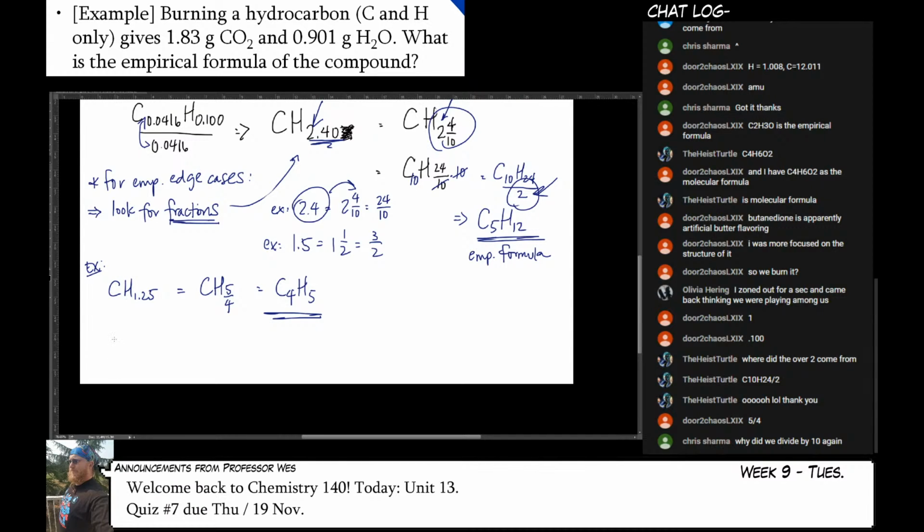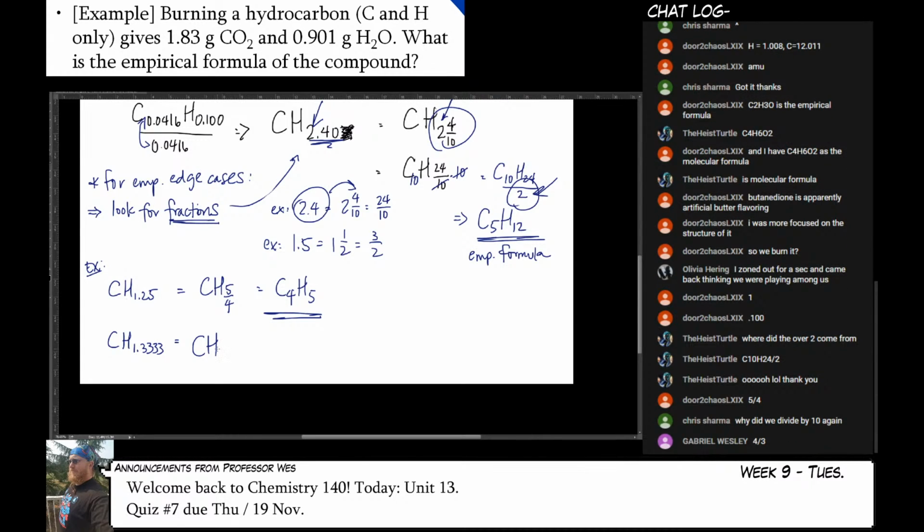Let's do another one. Let's suppose that you had CH 1.33. That would be like what fraction? What is 1.33 as a fraction? And you can put more 3's in there if that helps you make up your mind. Yeah, very good. It'd be like 4/3, right? So now I'll multiply both of those numbers by 3 to clear this denominator. And this would be my empirical formula.